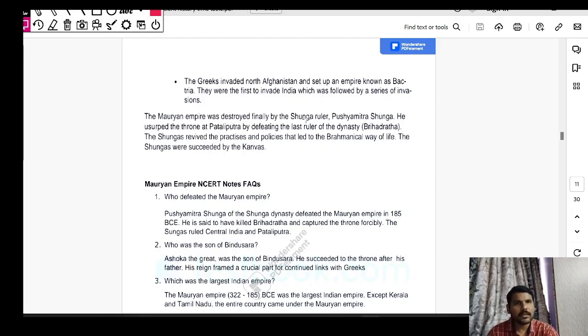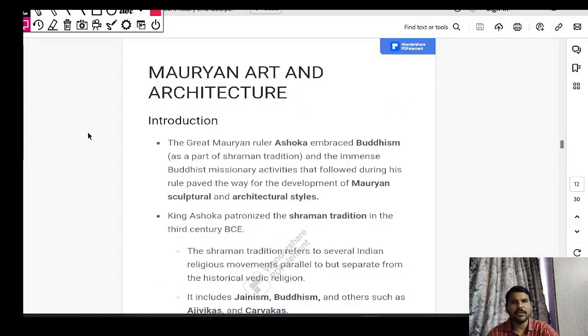Next, the last Mauryan ruler was Brihadratha, and he was defeated by Pushyamitra Shunga. He was a Brahmin general, and he established the Shunga dynasty and led to the Brahmanical way of life. Basically, he re-established the Vedic religion. By that time, as we have seen, it had all been Buddhist religion. Now it was back to the Vedic religion during Pushyamitra Shunga.